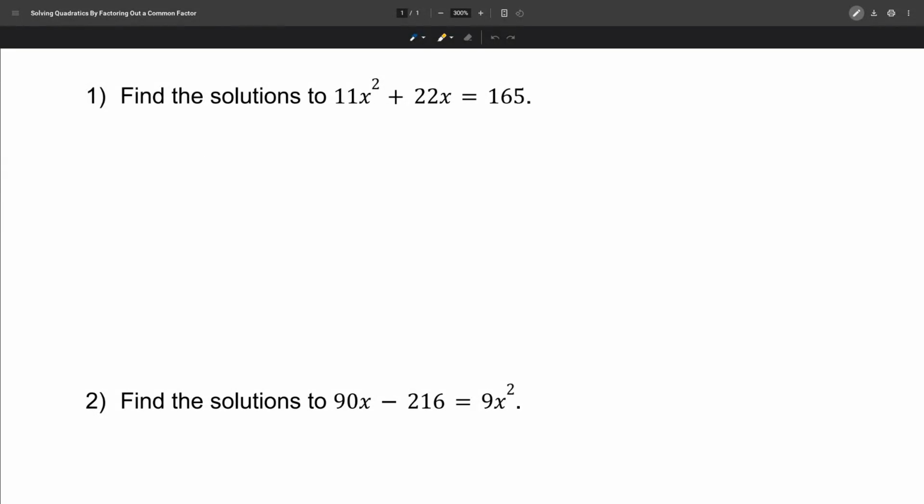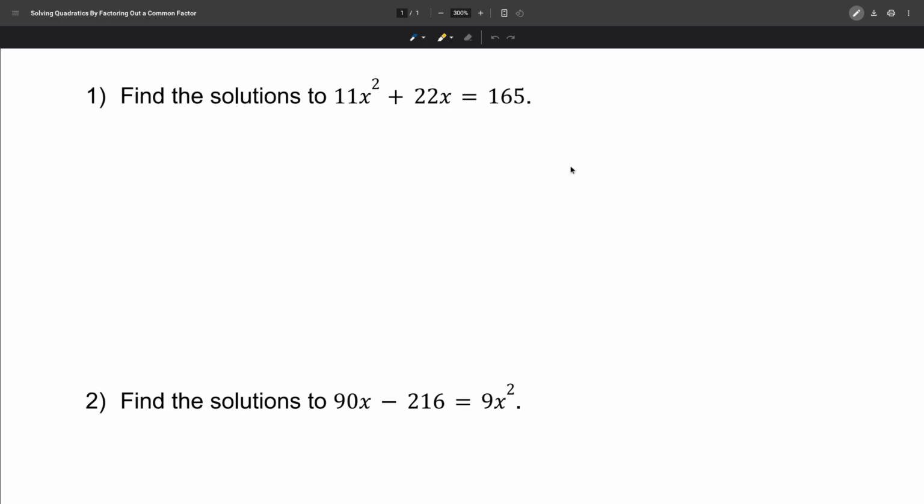In this video we're going to solve these quadratics by factoring out a common factor. These are a little bit more difficult. I'm aiming this at an Algebra 1 honors level. Okay, so let's take a look at problem 1. We're going to find the solutions to 11x squared plus 22x equals 165.